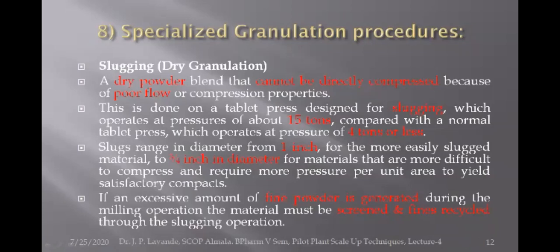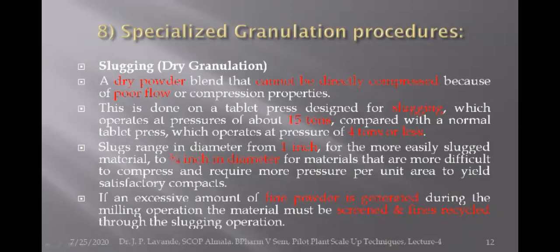Now, in the case of dry granulation, when we go for slugging, what is slugging? We had already studied it in the last semester. Slugging is a process in which large tablets are produced. So what is required during the scale up as far as slugging is concerned? A dry powder blend that cannot be directly compressed because of poor flow or compression properties will lead to the process of slugging. So the powder cannot be directly compressed because it has poor flow properties.